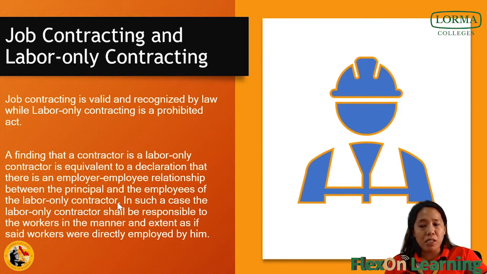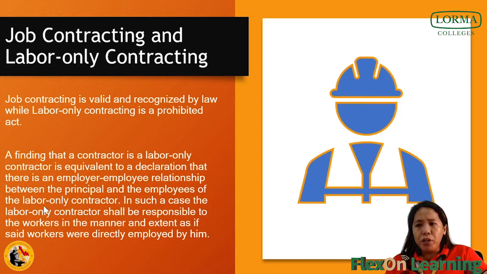Labor-only contractor means that you provide people only, no equipment, you do not have money, you do not have ways and means, you only have people. Okay, that's labor-only contracting. While job contracting means you have equipment, you have machines, you even have money to do the job. And that's what we call job contracting. So job contracting is valid. I will repeat, labor-only contracting is prohibited or considered illegal.